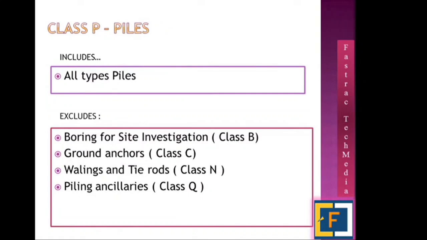Next is piles. Includes all types of piles. So what is excluded? You can see ground anchors, in the site investigation, piling, ancillaries, wallings and tie rods. Those things are excluded. But all types of piles are there. So when we go through the CESMM, you can see based on the diameter also piles are well defined in CESMM. So this is just an introduction session only.